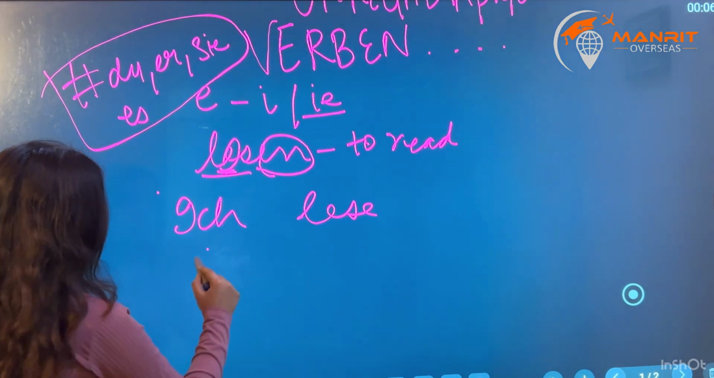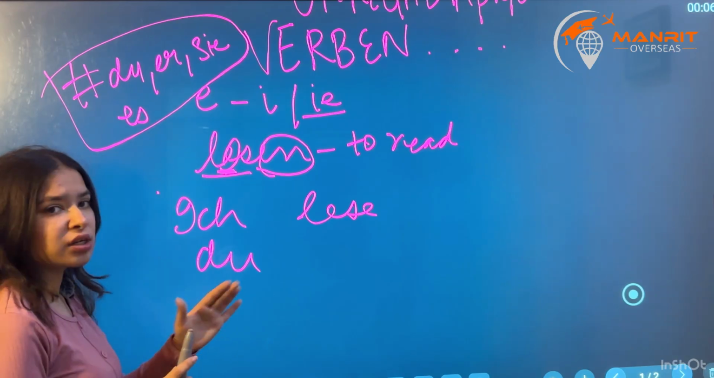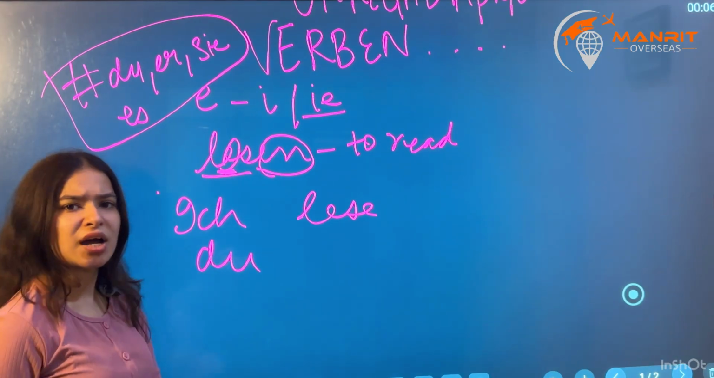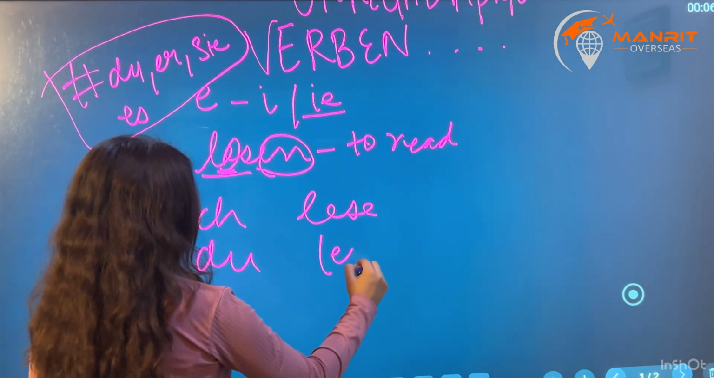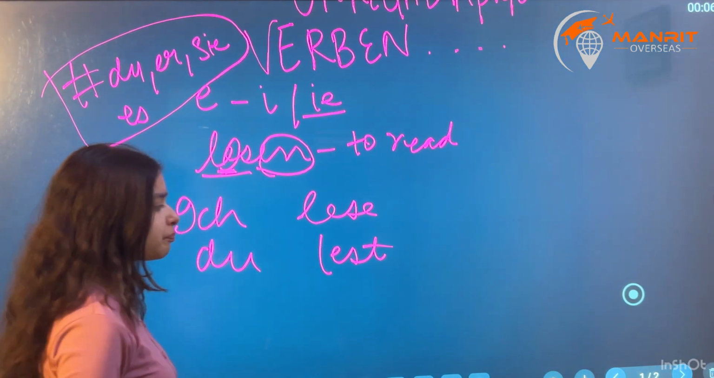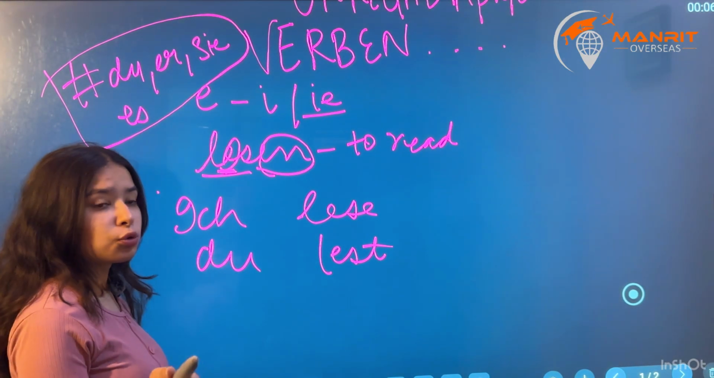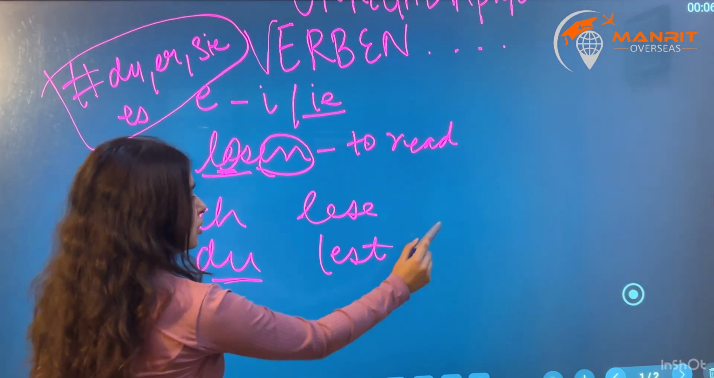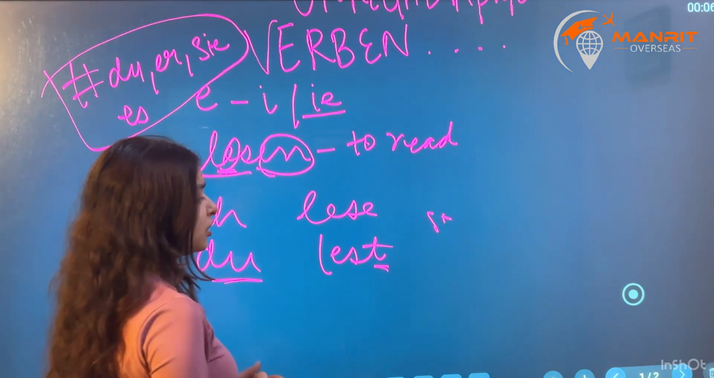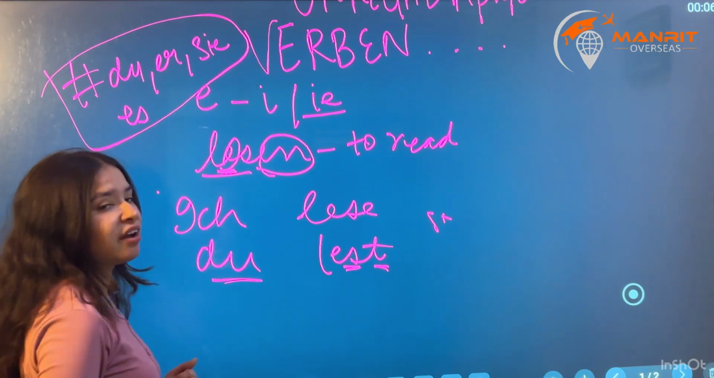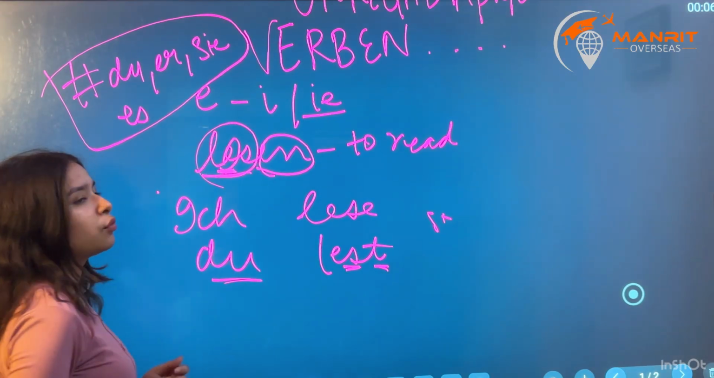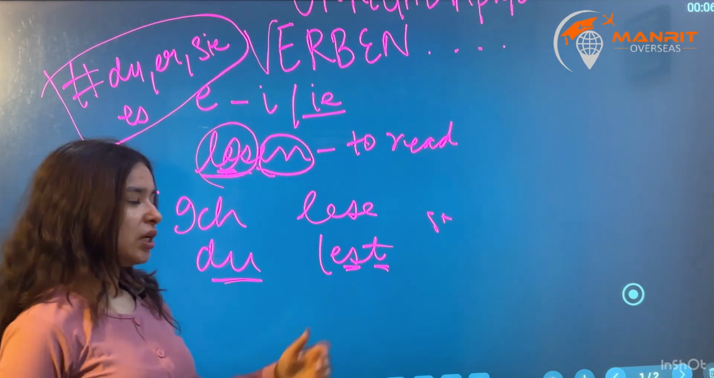Okay, now with du, if you conjugate this verb normally without the IE rule, what will it be? It will be like this. Now if you know the previous video, you know that we have to give the st ending, but here I have written only t. Why? Because I already have an s from the verb, so I don't need to add another one. I will just write t here.